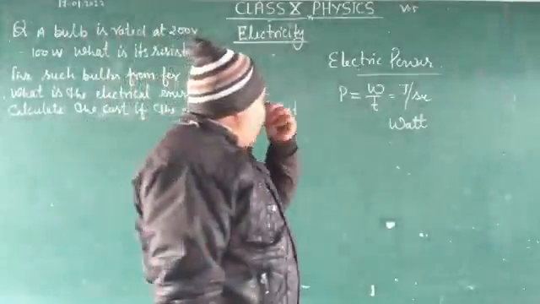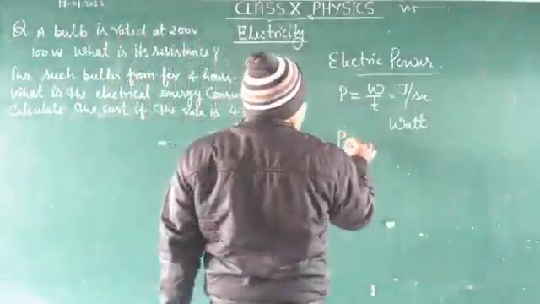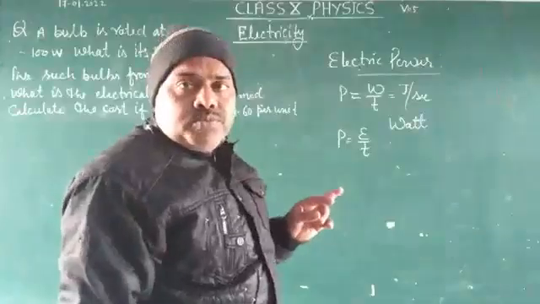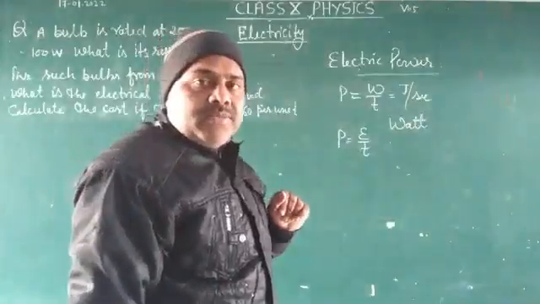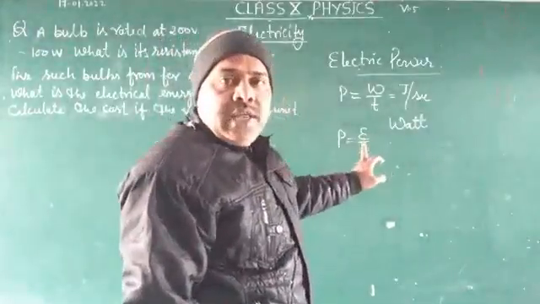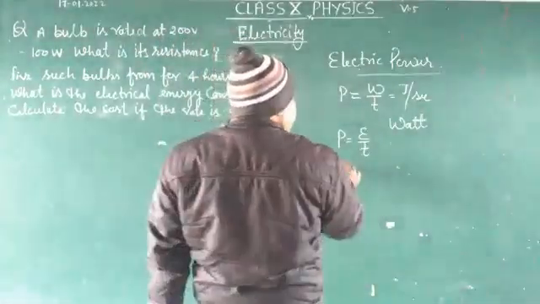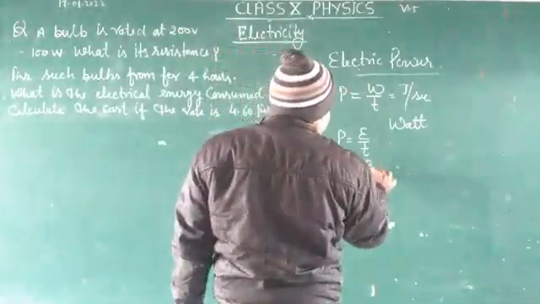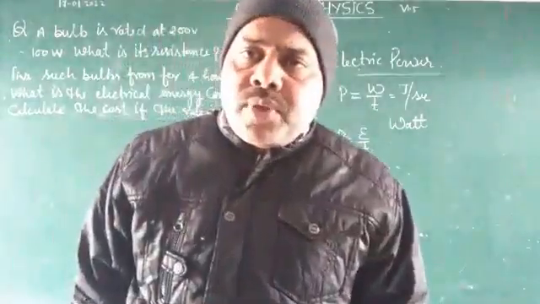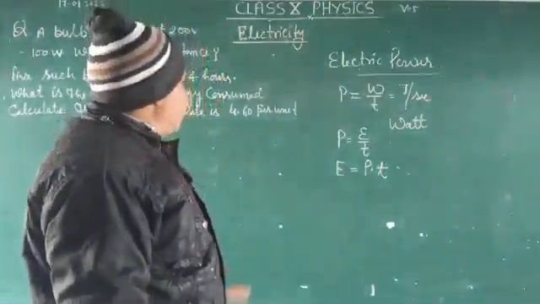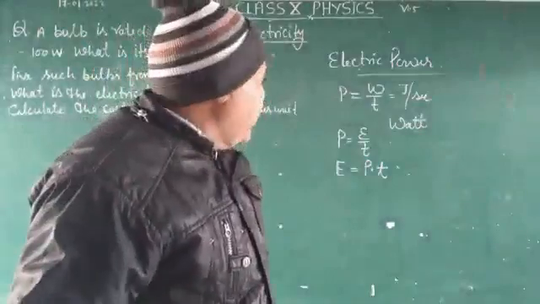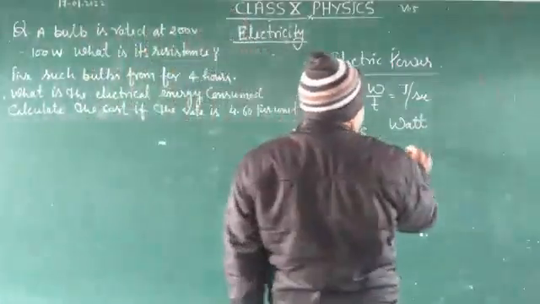Now here you can write P is equal to E upon T. What is E? Electric energy consumed by electrical appliances in a given time. So we can write E is equal to P into T. I told you already in the previous video, and this is the first formula used in this question. We can also write some other forms of electric power.